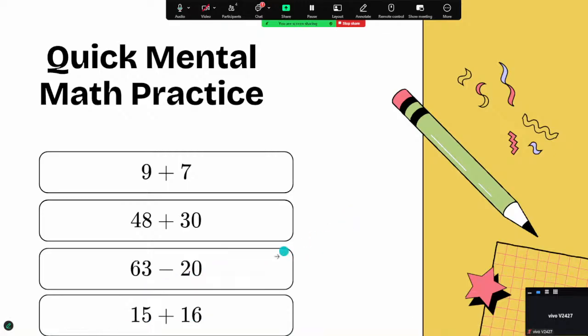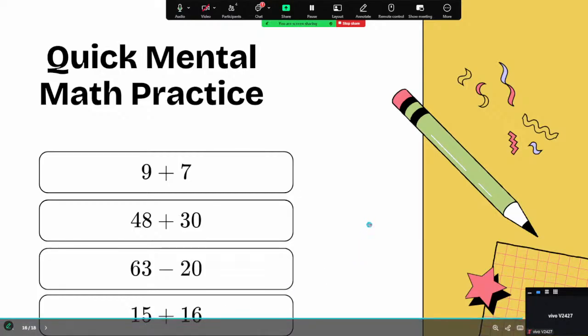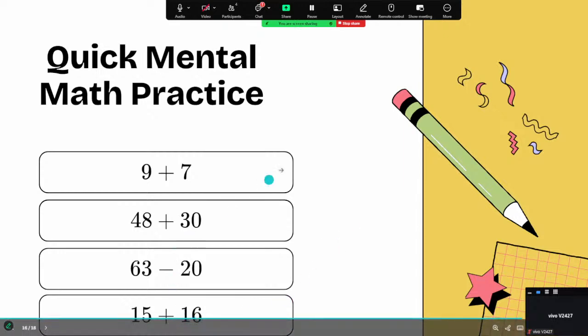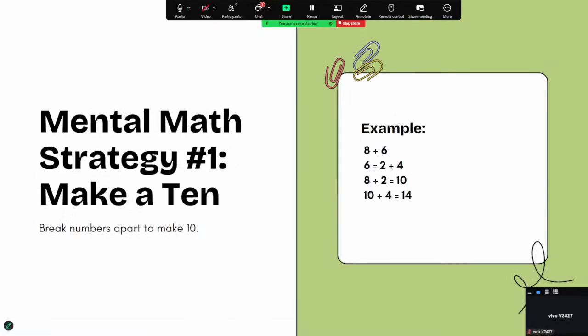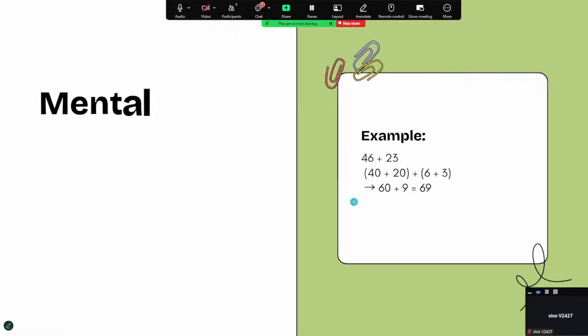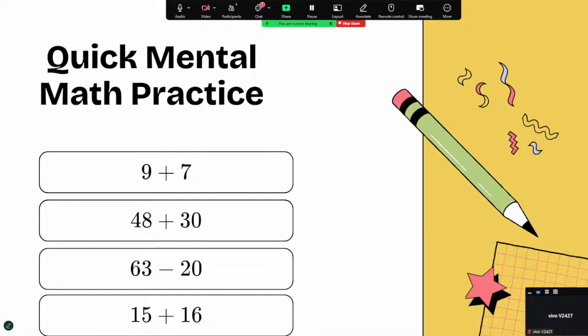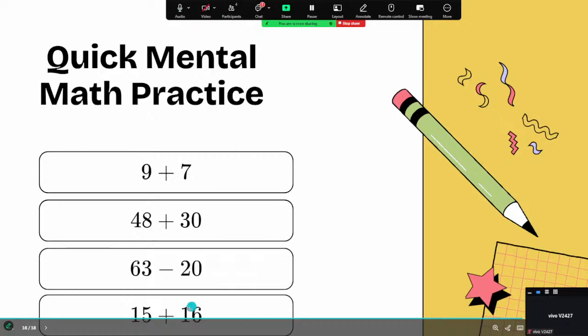And finally, the last one, you can use any strategy for this. So for this one, I'm going to do breaking numbers apart to make a 10. So instead of just making 10, you can also make 20. You can make any multiple of 10, like 10, 20, 30. So for this one, the closest one we can make is 20.